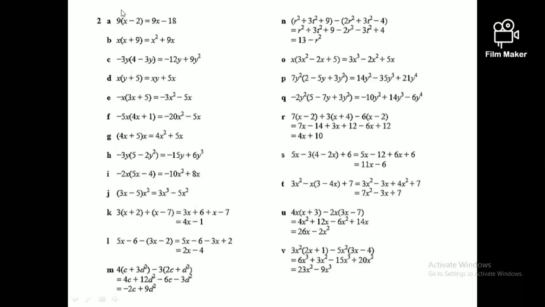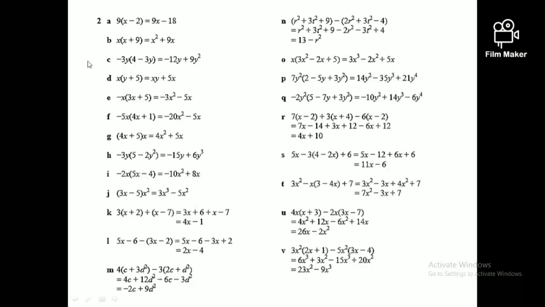This is pretty simple. You can multiply 9 with x and 9 with minus 2. 9 with x is 9x, 9 with minus 2 is minus 18. So your final answer turns out to be 9x minus 18. We have already practiced this in our IGCSE classes as well. Then x into x plus 9. So x into x is x squared. X into 9 is 9x, plus 9x. So you can obtain the answer over here.